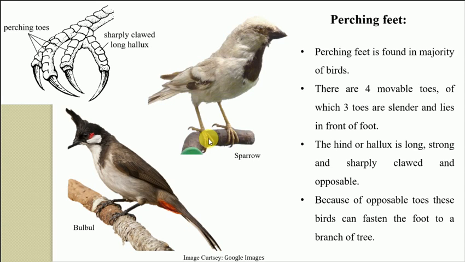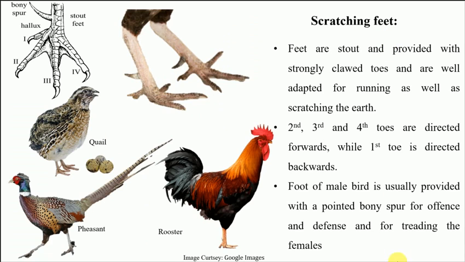So here you can see the 3 toes are in a forward direction, and the longer hallux, which is provided with a comparatively large nail or claw, is located opposable to the first 3 toes. Now such an arrangement is also found in the bulbul, and these toes are useful for perching on the twig. So this is about the perching feet, which is the most general kind of feet found in birds. The next one is the scratching feet.